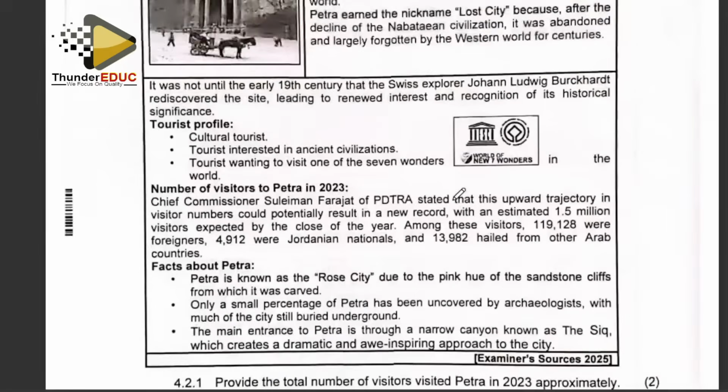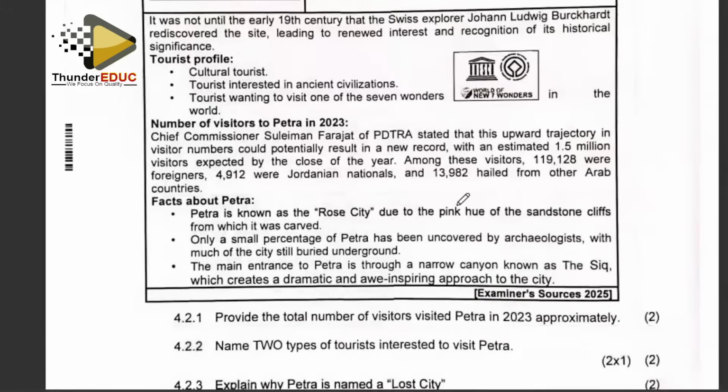Provide the total number of visitors who visited Petra all in all. All right, so the total number of visitors, if you add these ones, you'd get 138,022. So it's basically addition, basic addition.